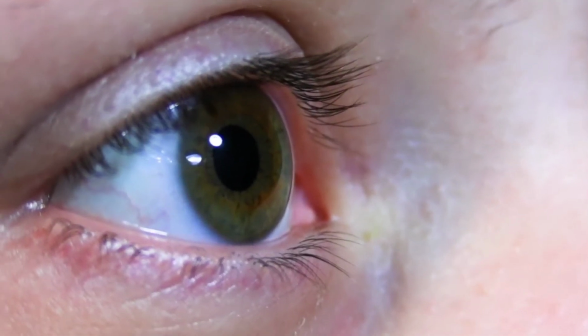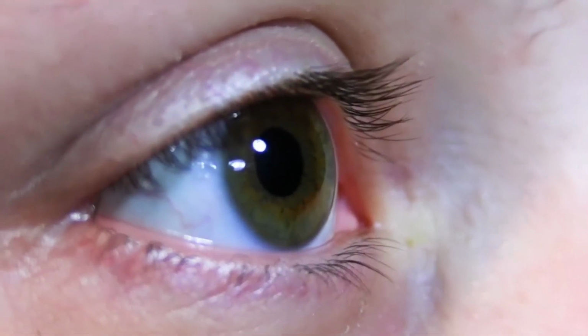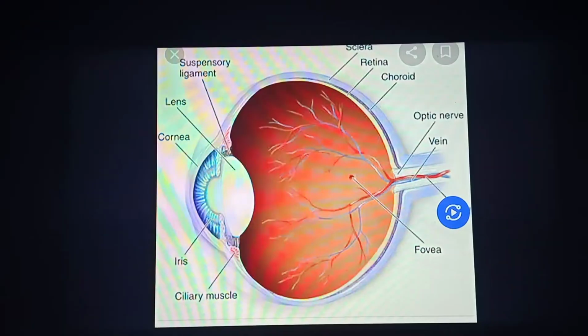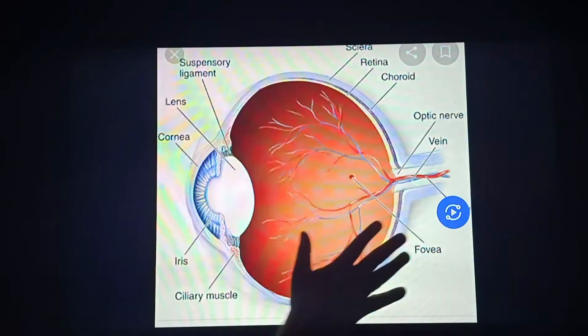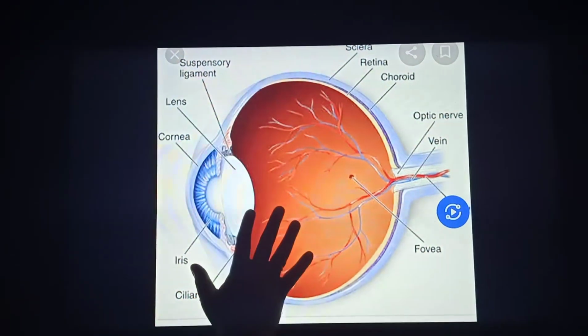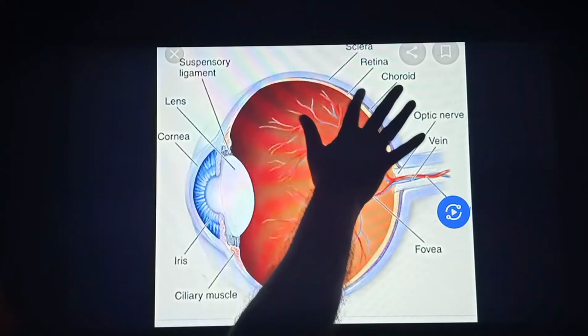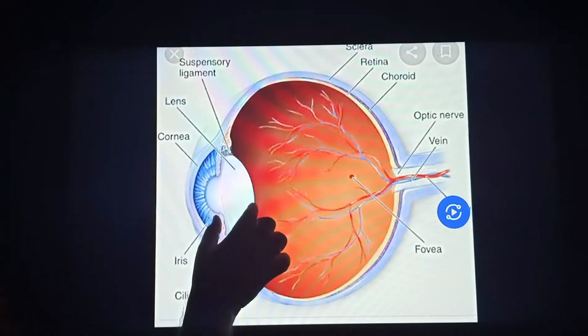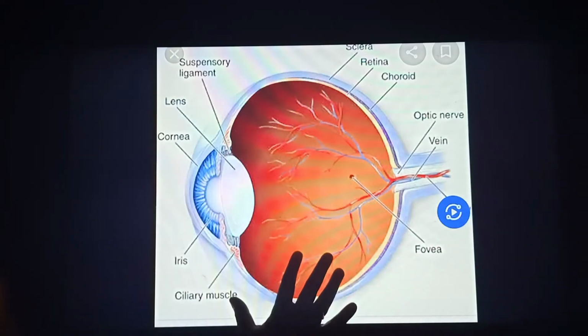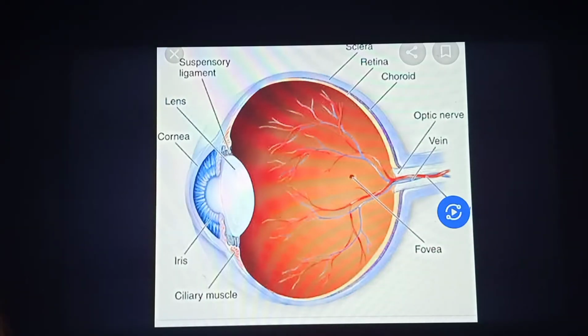Today we are discussing a very important part of our body, that is the eye, and what the defects in it are. This is the internal structure of your eye. In this internal structure, there are many biological terms here, but the main important terms which are useful for us in physics we shall discuss here.